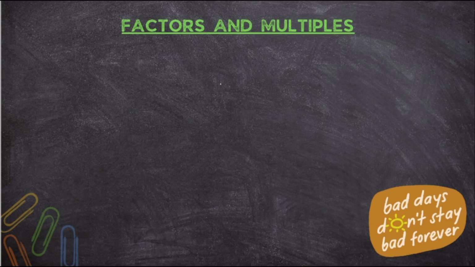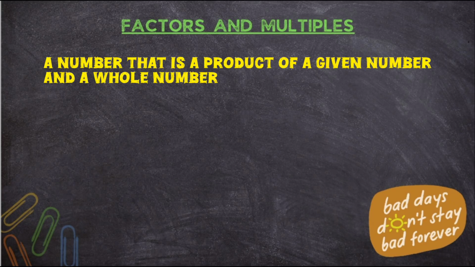Now let's check the meaning of the term multiples. It is very easy. Multiples is very easy. The meaning says a number that is a product of a given number and a whole number. Okay. Now what does this mean? In multiples, you will be given a question such as find the 5 multiples of a given number, like for example 4, right? So the question will be find the first 5 multiples of 4. So you will first write 4.